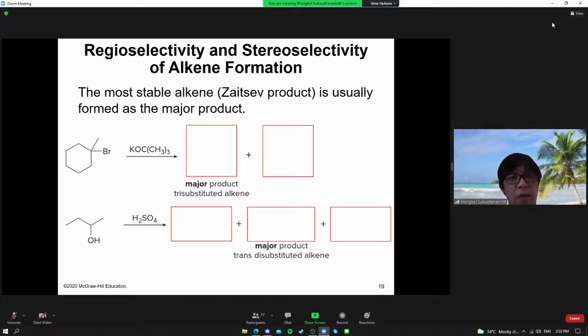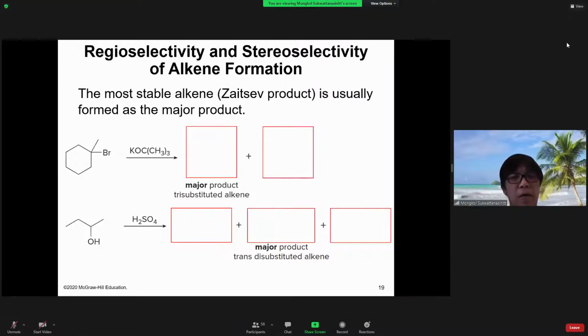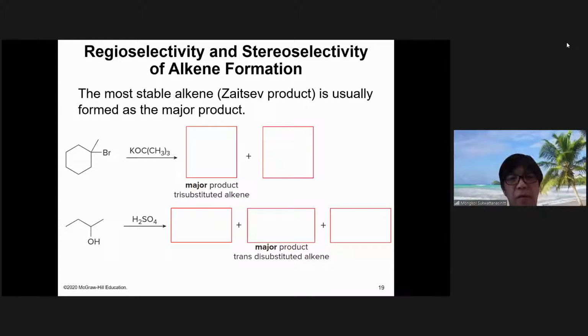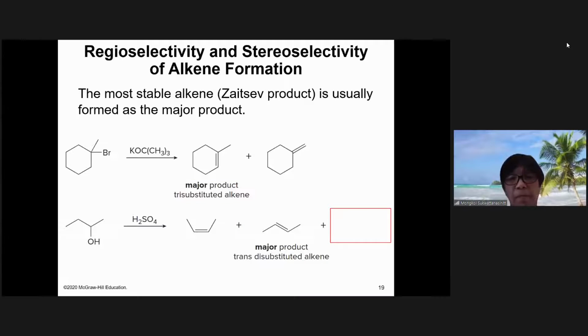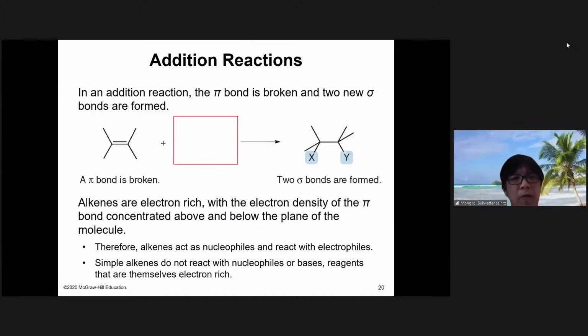Wednesday, we stopped at the preparation of alkene, right? I saw people already submit the homework and they look quite okay to me. And today we'll start with the reaction of alkenes.